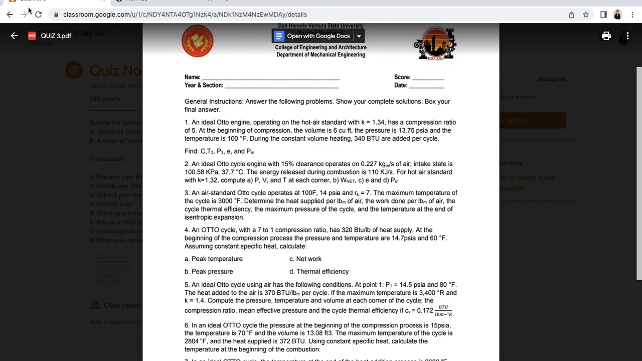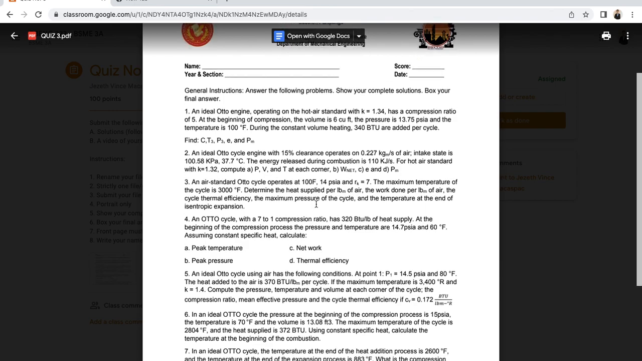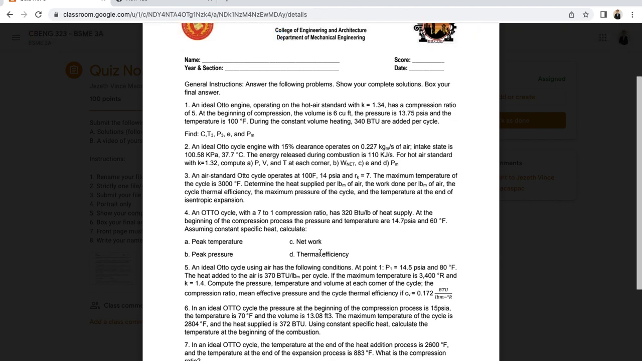Number 3: an air standard Otto cycle operates at 100 degrees Fahrenheit, 14 psia, and rk equal to 7. The maximum temperature of the cycle is 3000 degrees Fahrenheit. Determine the heat supplied per pound mass of air, the work done per pound mass of air, the cycle thermal efficiency, the maximum pressure of the cycle, and the temperature at the end of the isentropic expansion.